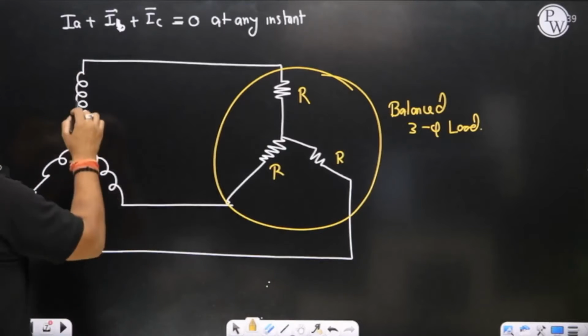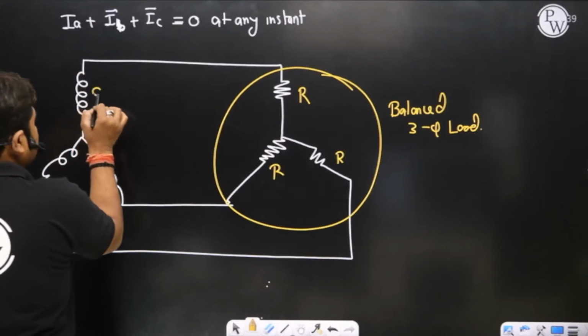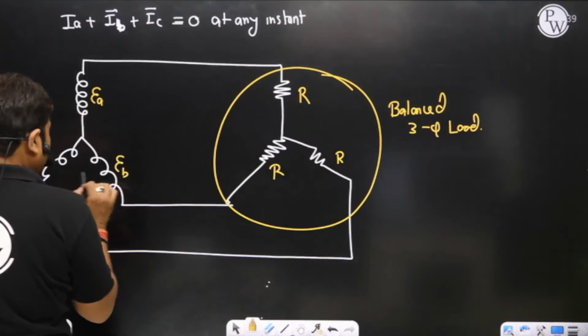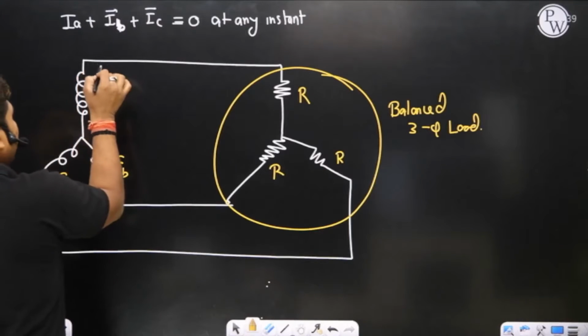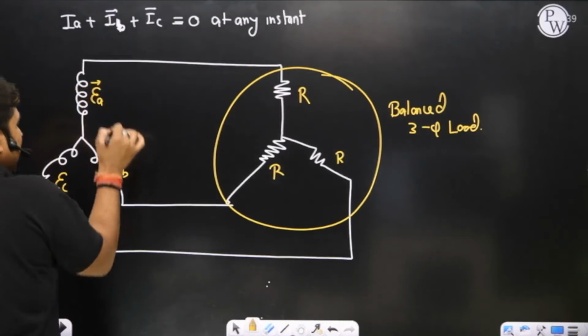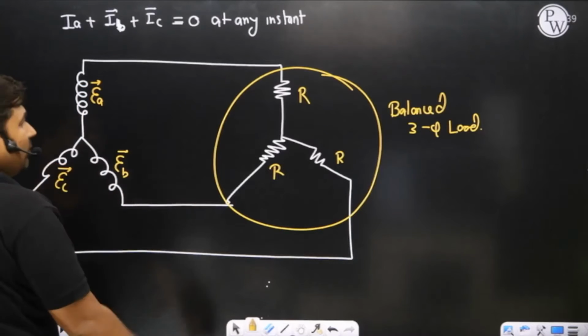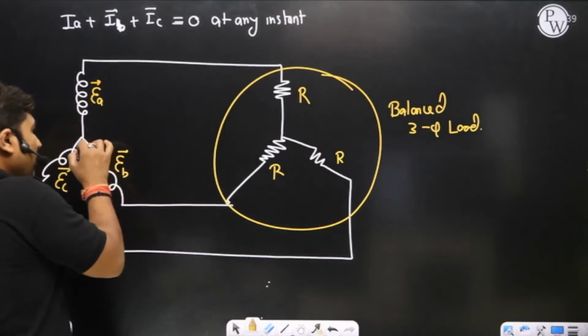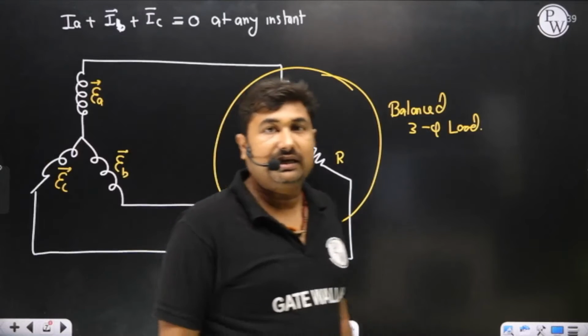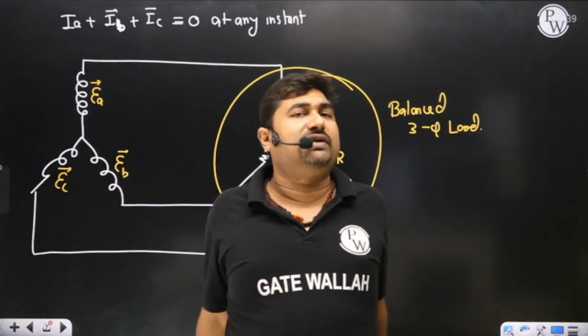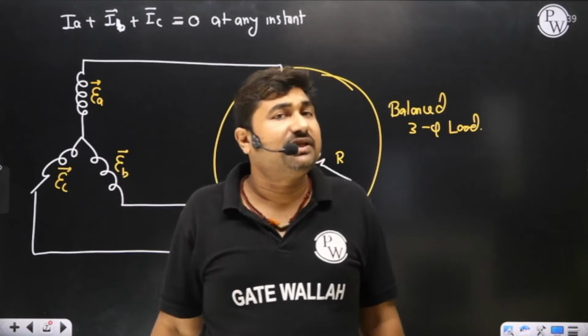When a balanced three-phase load is supplied by a balanced three-phase source, meaning the voltages are displaced in time by 120 degrees but are equal in magnitude, then there will be no current flowing through the neutral link. That is the greatest advantage of the three-phase system, and that is why we are using it.